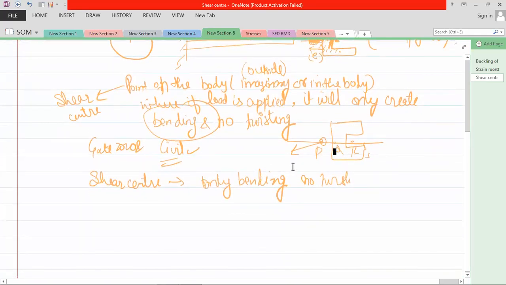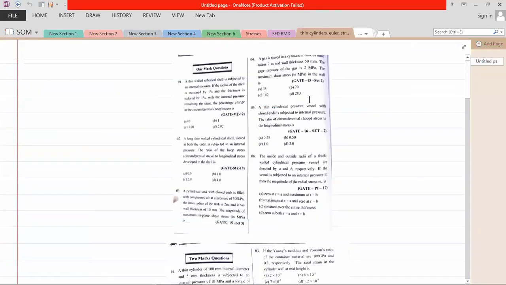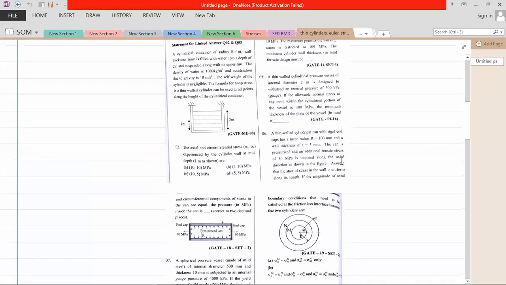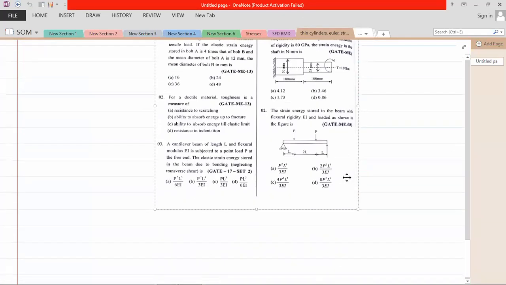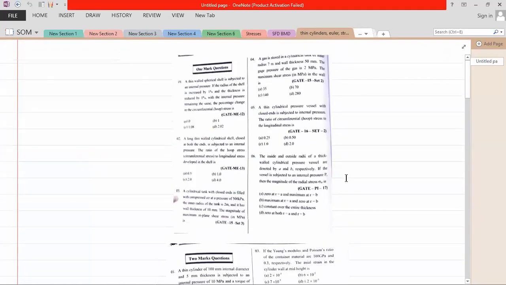So what we left is, I'm going to discuss some questions related to Euler buckling and thin cylinders that are left from the earlier section. I'm going with the thin cylinder first, and Euler buckling and strain energy questions I will do after lunch. Okay, so that will be good.